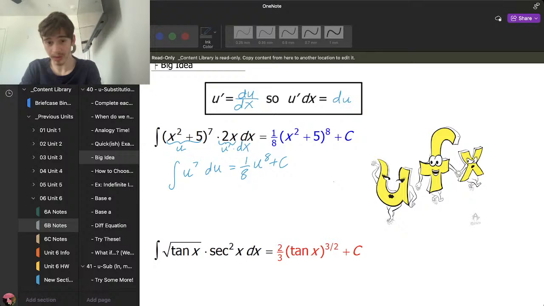We know what our u is. We substituted our u to begin with. It's x squared plus 5. Plug it back in.